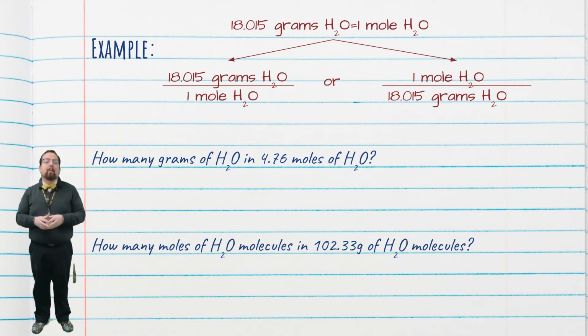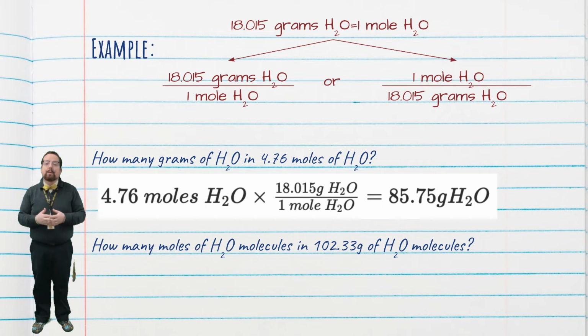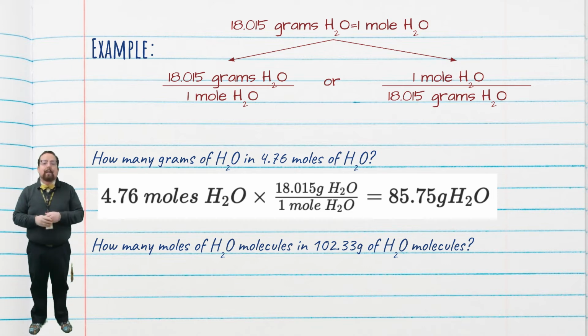So, how many grams of water are in 4.76 moles of water? Since we started with moles, we want moles on bottom. For molar mass, the moles will always be 1 because that's how many grams are in 1 mole. That's literally the definition of molar mass. Do that math and you get that there are 85.75 grams of water in 4.76 moles of water.